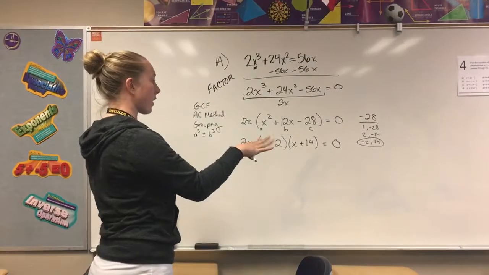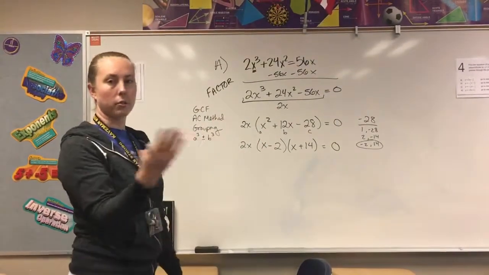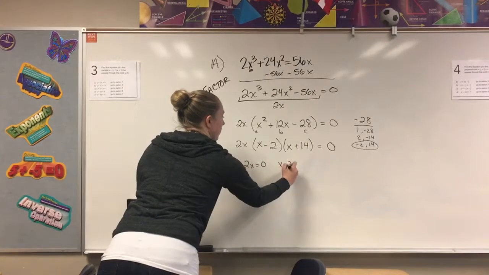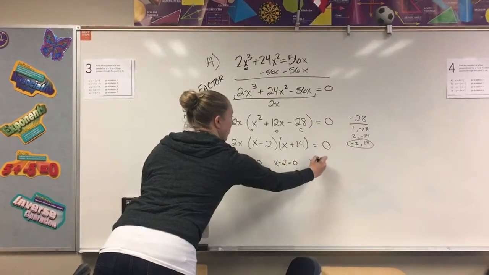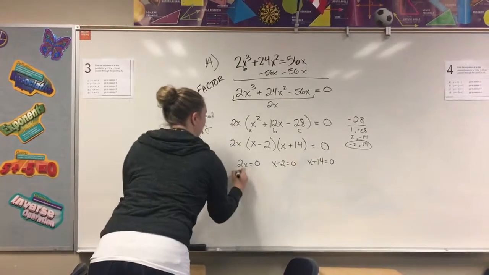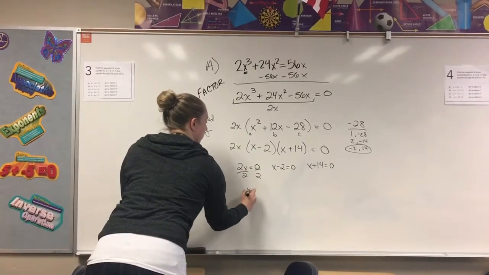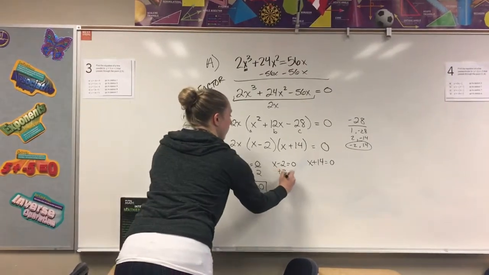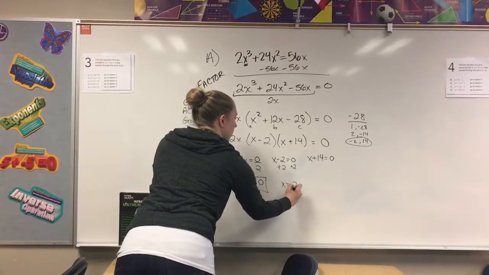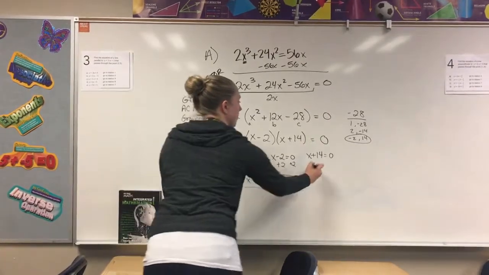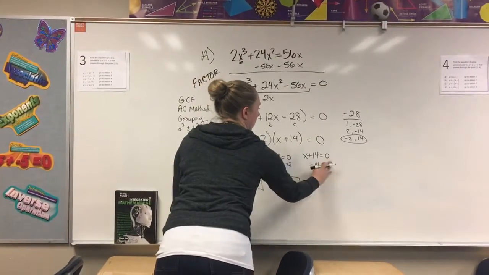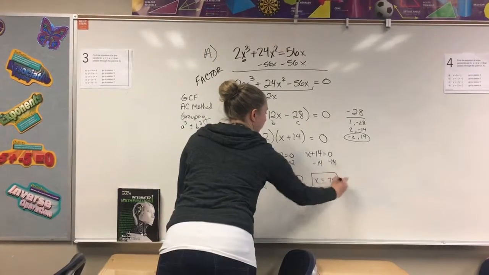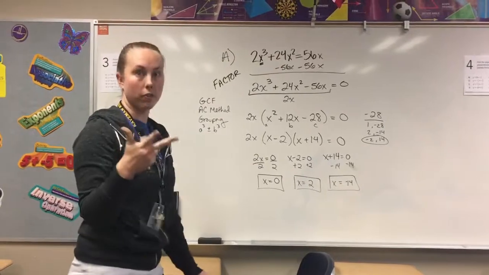Now that we have all of our factors factored, we're going to set each one equal to 0. So 2x equal to 0, x minus 2 equal to 0, and x plus 14 equal to 0. So this one gives us a solution of x equals 0. This one gives us a solution of x equals 2. And this one is x equals negative 14. So those are our 3 solutions.